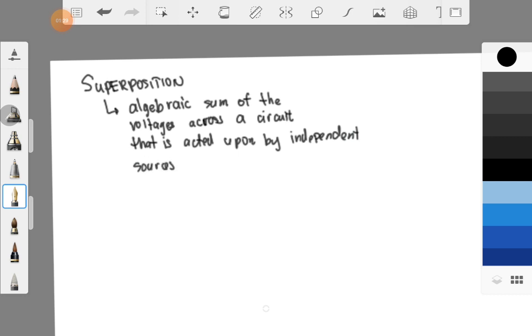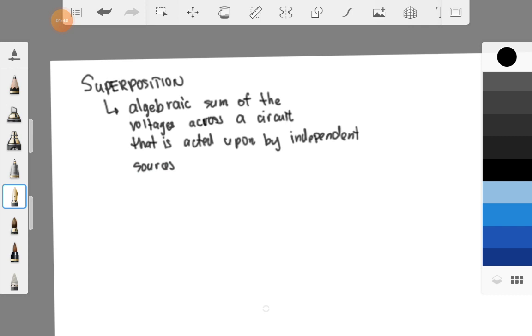So pag sinabi nating independent sources, these are the sources or your current in your voltage source that are not dependent to the voltage of a passive element. Okay? That is your superposition principle.